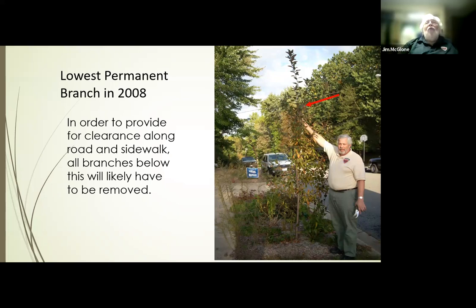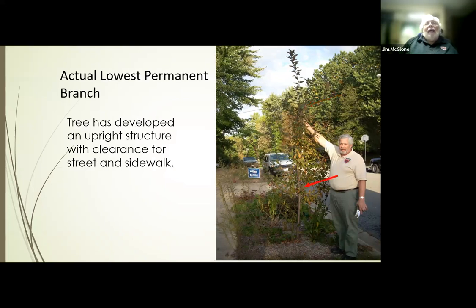And the reason you want to be frugal and careful about this kind of thing is that, as it turned out, because of the upright structure of this plant, that turned out to be my lowest permanent branch. So if I had thought, well, all these branches were going to come off, I would have removed a lot of the future canopy of that tree that did not have to be removed. So this is what I meant by being patient and taking time, allowing the tree to develop, watching for what may be a problem in the future, and using those principles that we talked about, slowing the growth rate of the tree.